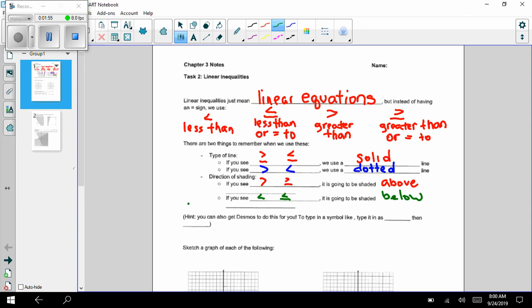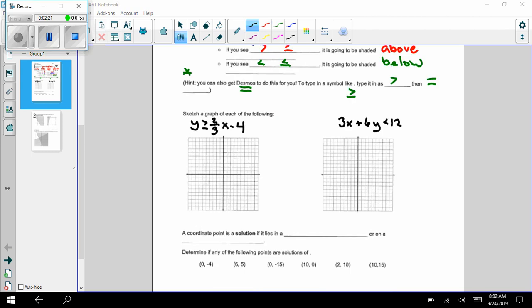Big time hint right here, you can also use Desmos to do this for you. To type in a symbol, like the greater than or equal to sign, you hit the greater than sign and then the equal sign, and it'll pop up looking like this in Desmos. Okay, again, Desmos is your friend.